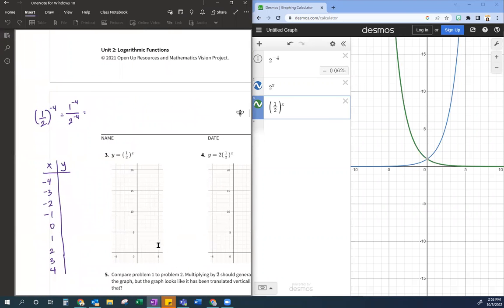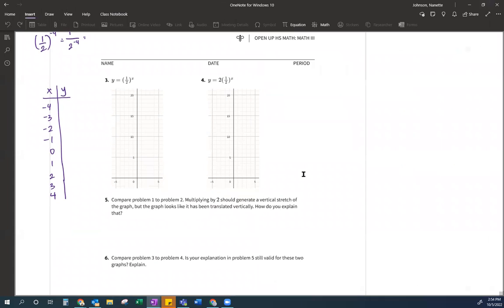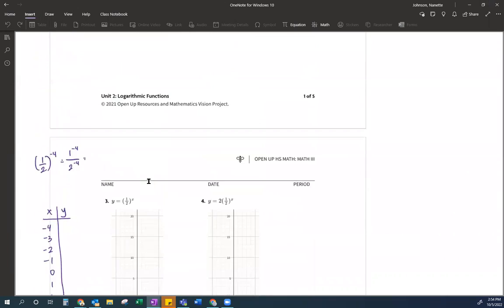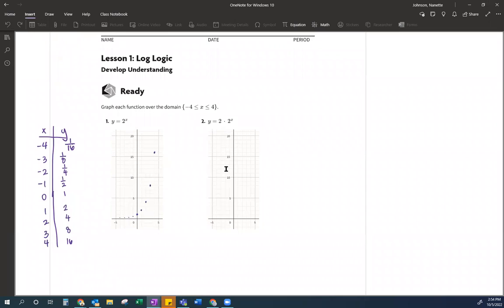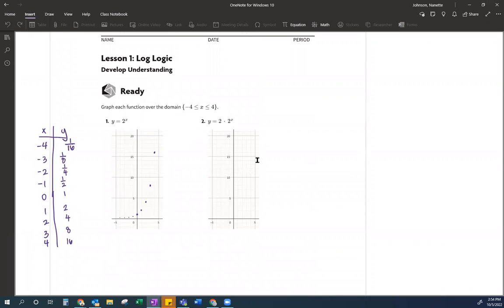So that'll show up eventually. So there goes that. It says compare problem 1 to problem 2. Multiplying by 2 should generally, no, let's see. I wouldn't do number 5 because it's asking you to compare these two. So if you look at these two, when you compare it by 2, I would just use my calculator.